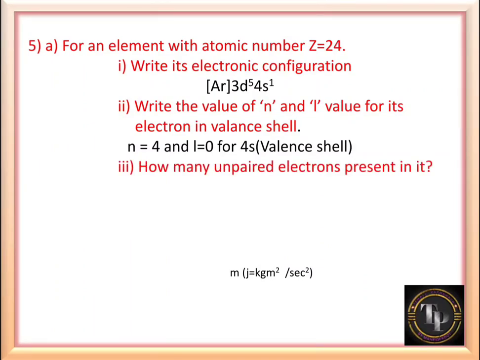And how many unpaired electrons are present in it? You carefully see, guys. 3d5, all are singly occupied. 4s1, singly occupied. How many unpaired electrons? 5 plus 1, 6.